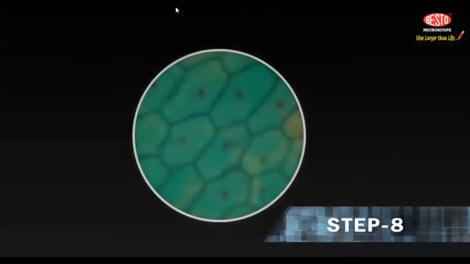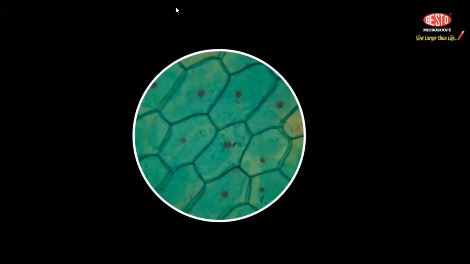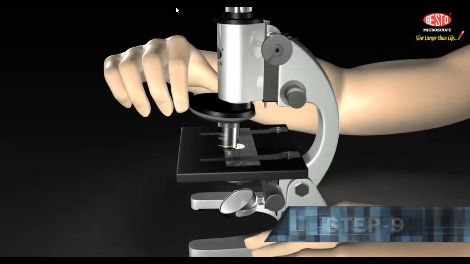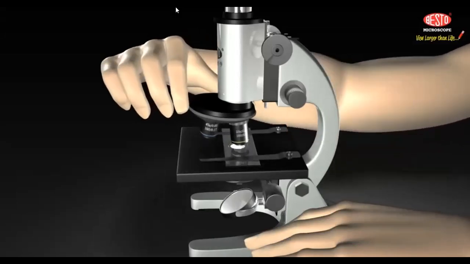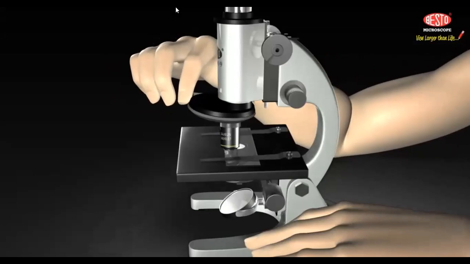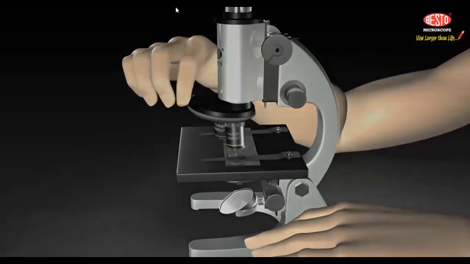Step 8. When the specimen slide comes into focus, it will become sharp and clear. Step 9. To use the high power objectives, turn the revolving nosepiece to bring it into position over your sample or slide. You should be able to see the sample or slide through the high power objective, so you should only have to adjust the fine adjustment knob.